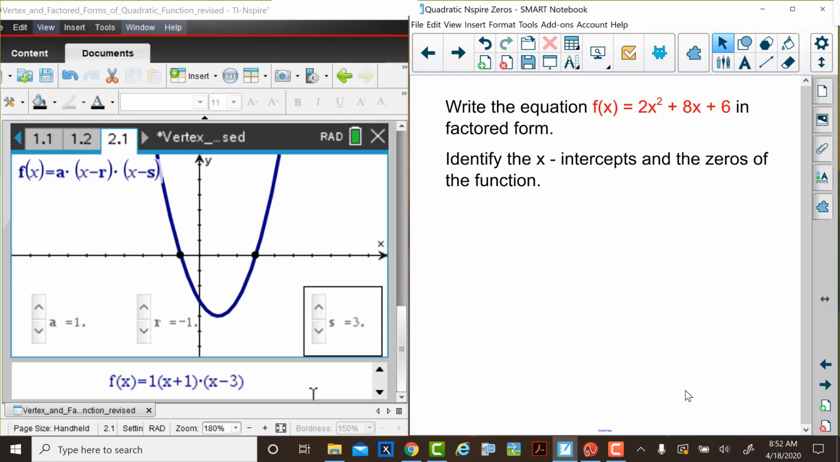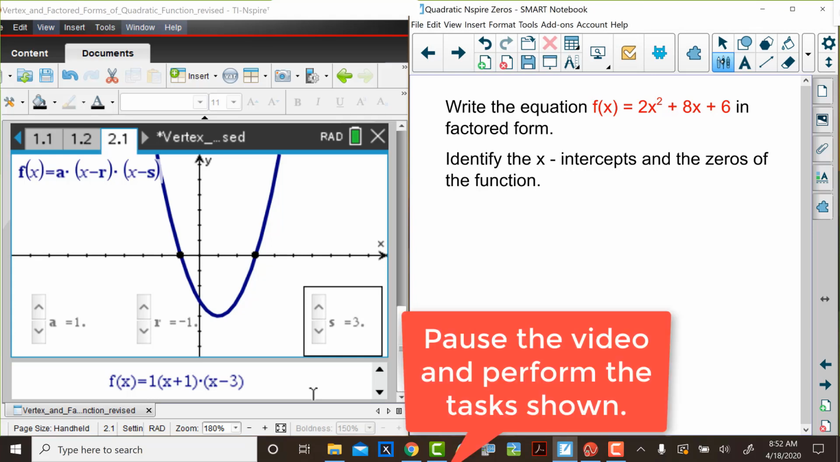So we'd like for you to write the factored form of this equation and identify the x-intercepts and the zeros of the function. And then we'll record this data and think about any relationships or patterns you might see. After you've had a chance to write the equation in factored form and identify the x-intercepts and zeros, please return to the video.